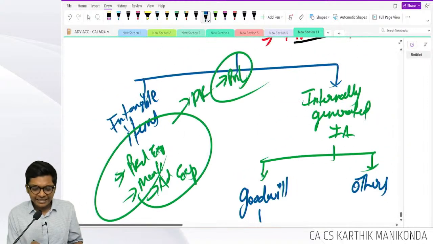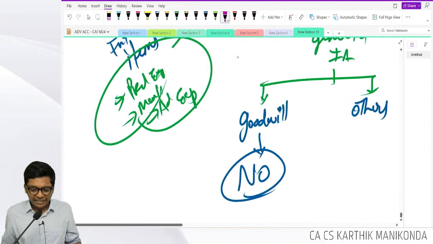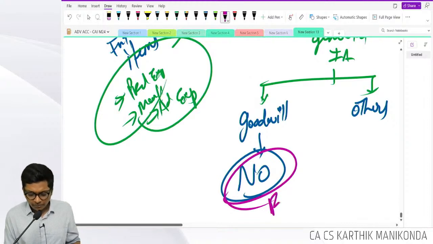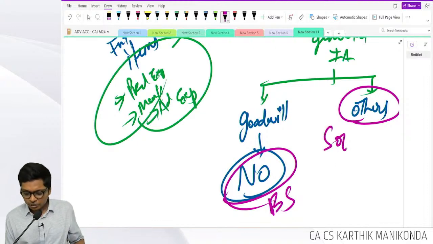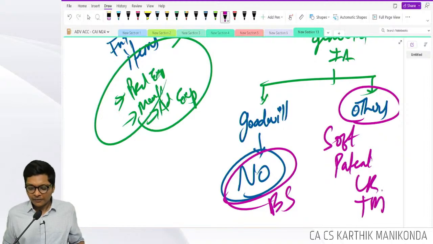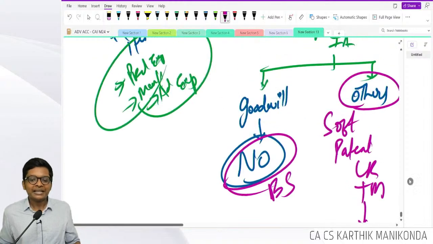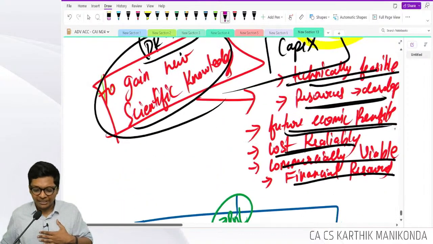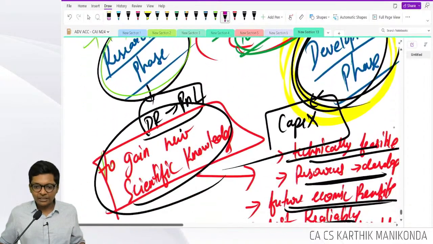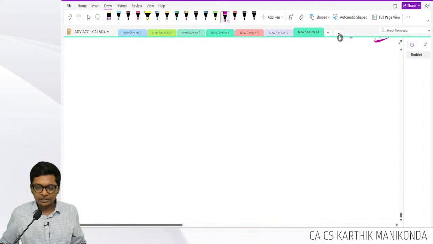But internally generated goodwill, Reliance, what is the goodwill of Reliance? Internally generated. I spent a lot of money. No, you should not account in the balance sheet. Other internally generated intangible assets like software, patent, copyrights, trademark will be disclosed in the balance sheet in Schedule 3 under the item intangible assets or intangibles under development. Do you remember, guys? That is this development phase. Okay. Are you following, guys? So with this, we are also done with what, guys?